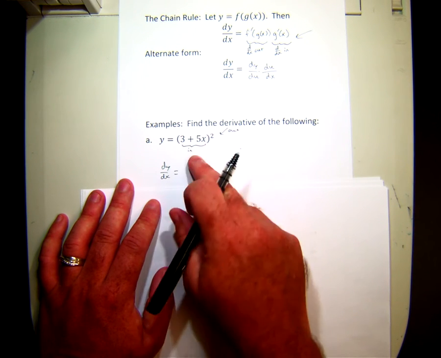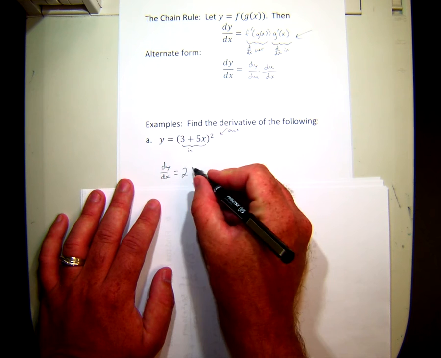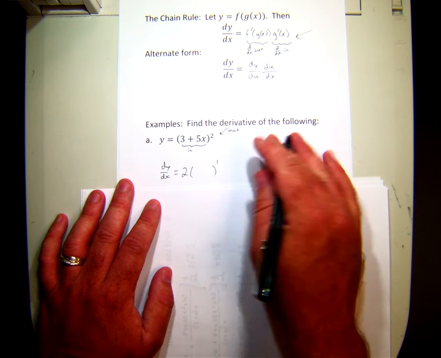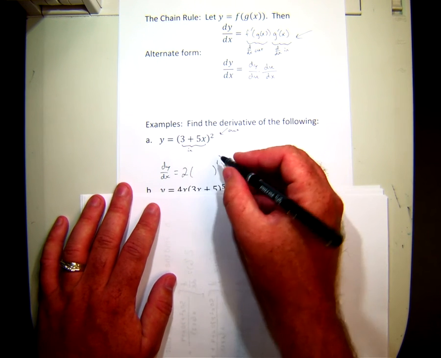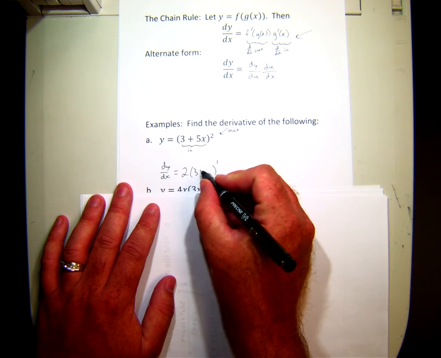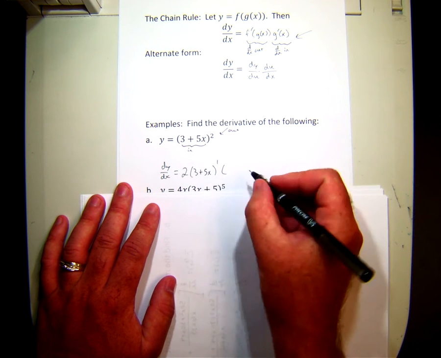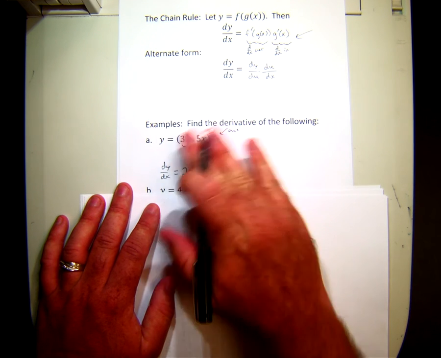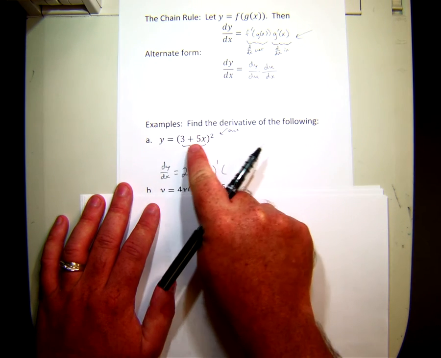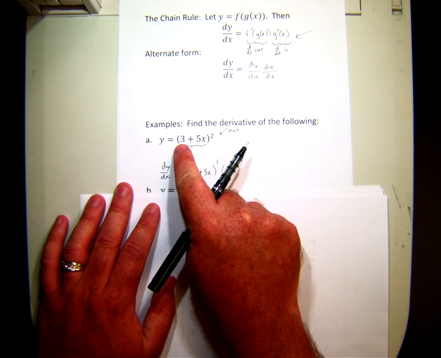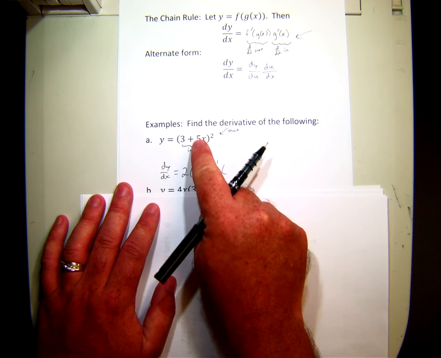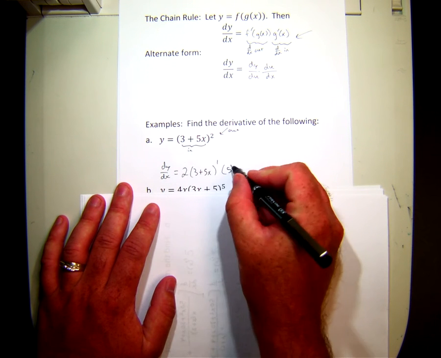Now, we know the power rule, right? The power rule says 2 times something to the first power. This is the power rule. But you leave the inside alone, times the derivative of the inside. Ignore the outside. Look at the inside. What's the derivative of 3? It's 0, plus the derivative of 5x is just 5.